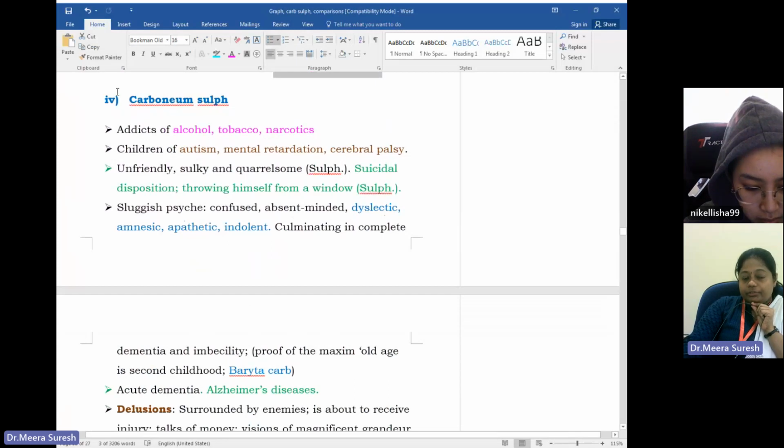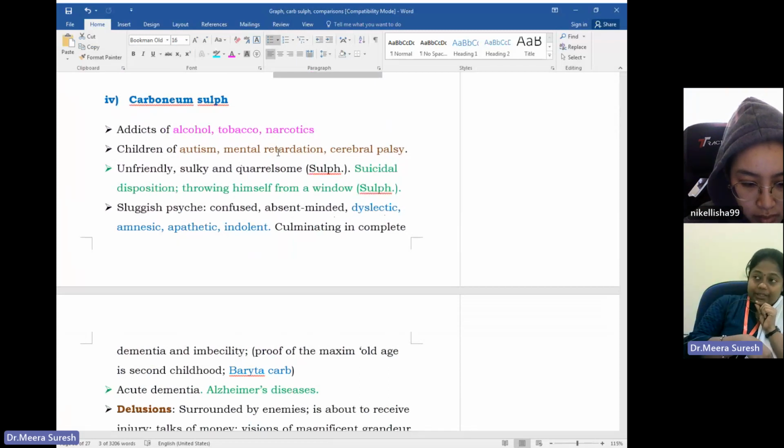So this Carbonium sulf in the mental sphere is much similar to the drug Baryta carb. There is a statement that Carbonium sulf can be given to old age people or the second childhood. The same symptom we can see in case of the drug Baryta carb also. So we get even the adults who are having this type of dementia, confused, absent mindedness also. And also the children who are dyslexic, can't be taught anything, autistic, mental retardation. So whenever the mental sphere is affected or retarded, whatever be the age, old age or children, we can think about both Carbonium sulfuratum and Baryta carb.